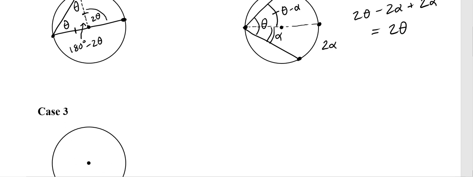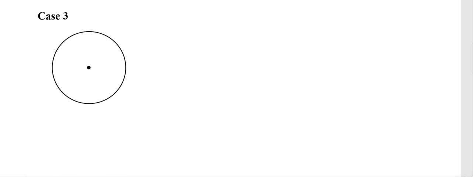And finally, in case 3, we'll consider what happens if the center of the circle is outside of the inscribed angle, like this. Well, let's call the measure of the inscribed angle theta, and let's draw a diameter going through the vertex again. Let's say this angle here is alpha. Well, that angle again falls under case 1, so the arc it intercepts is 2 alpha.